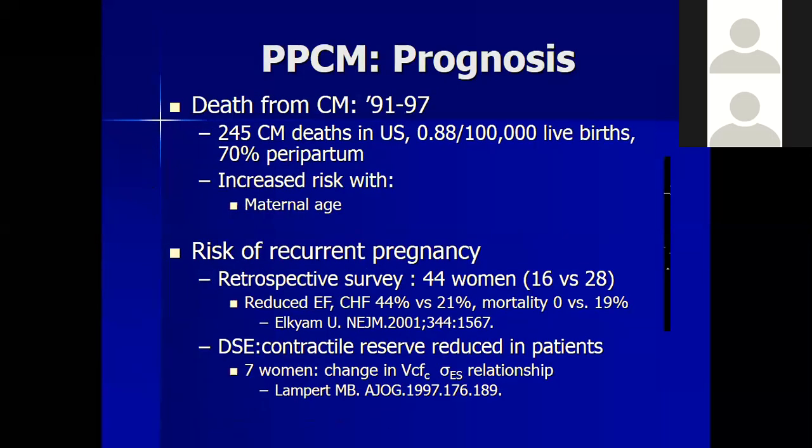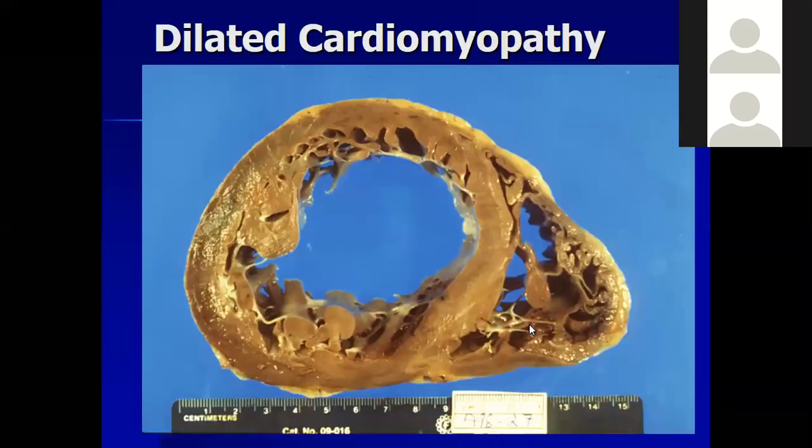Okay. Because of the higher chances of mortality, 44% of women die if they get pregnant again. Okay. So the dilated cardiomyopathy, you can see here, this is an autopsy specimen. This is the dilated cardiomyopathy. How dilated is the ventricle? This is the right ventricle. This is the left ventricle. So this is fibrosis, scarring, and the whole ventricle is dilated.